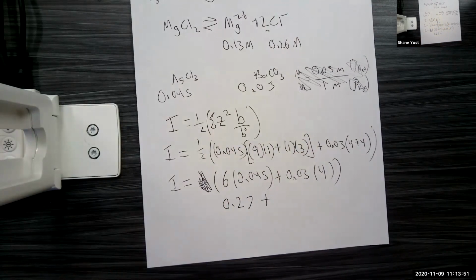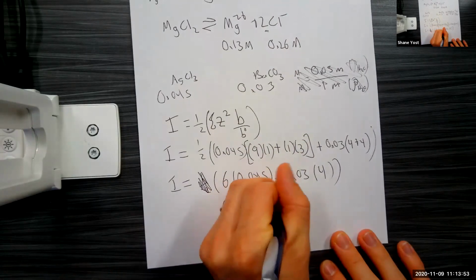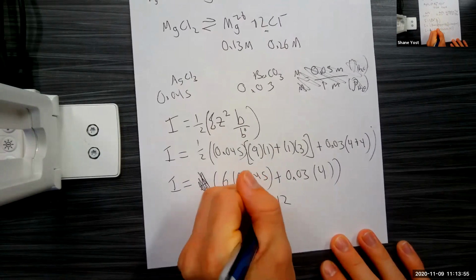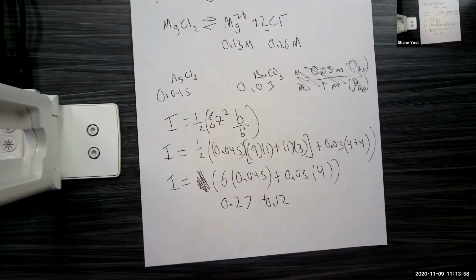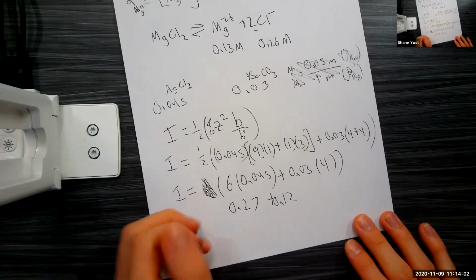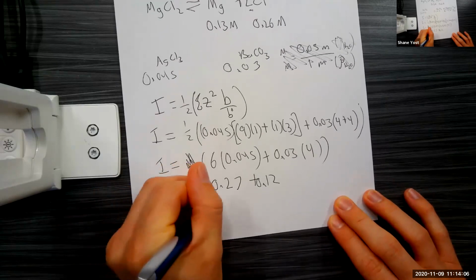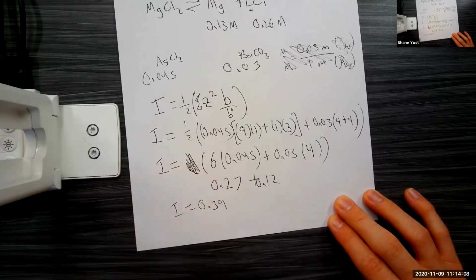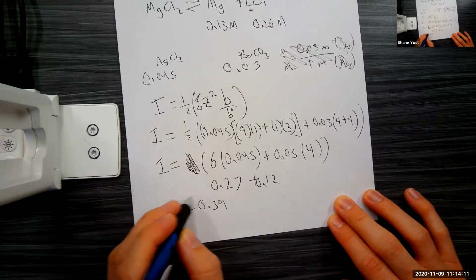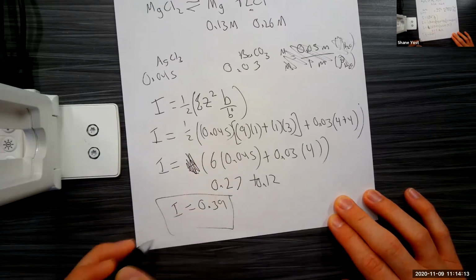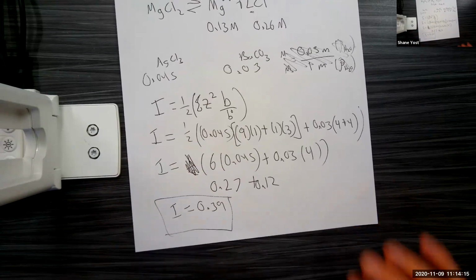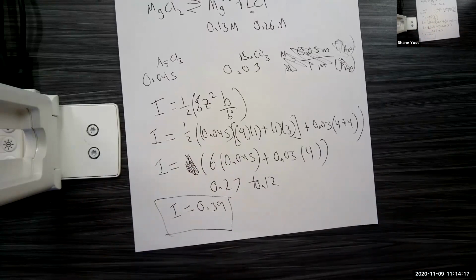And so, yeah, I think 0.12 plus 0.27. So yeah, the ionic strength here is equal to 0.39, which I guess I have 0.3, right? So, all right, woohoo, I get to manually regrade all of that. Fantastic. Yeah, so sorry about that. That was on me.